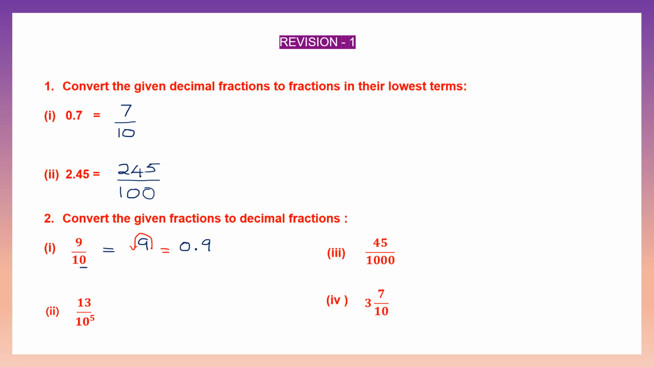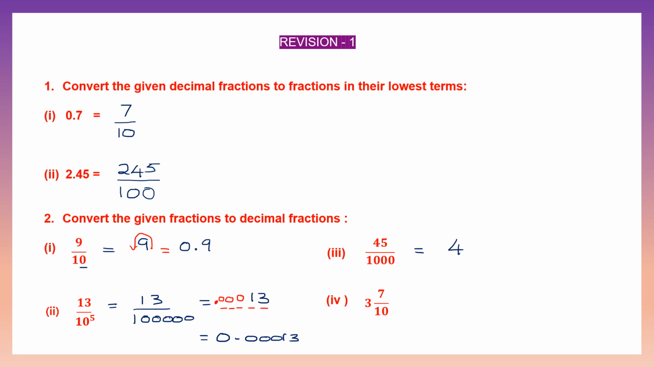So let's do the second one. Now here second one, it says 13 by 10 to the power of 5. That means 1 followed by 5 zeros. 1, 2, 3, 4, 5. Now again we take 13, write it as a whole number. Now we need to move the point 5 places to the left. So we have 1, 2, 3, 4, 5, and then we put a point. That means in all these missing places we have to put zeros. So what is our final answer? 0.00013.